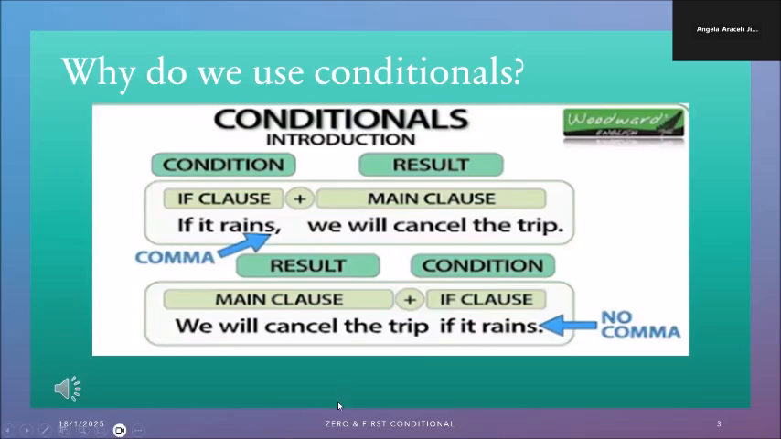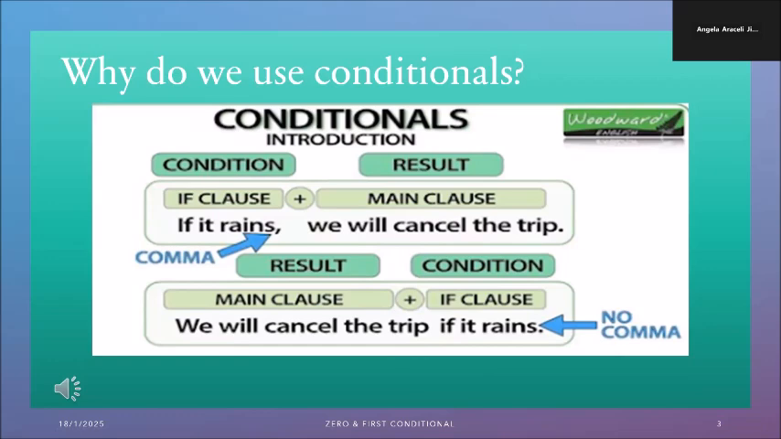We use conditionals to express a certain condition and the result of that condition. That's the basis of it. Then, depending on the type of conditional we choose to use, we can express a great many things, be it about the future or the past. In order to understand why we use conditionals better, you need to be familiar with the basic structure of every conditional sentence. So we have an if clause, which is used to describe the condition, a comma after it, and then we have the main clause, which states what will happen if the condition is met.